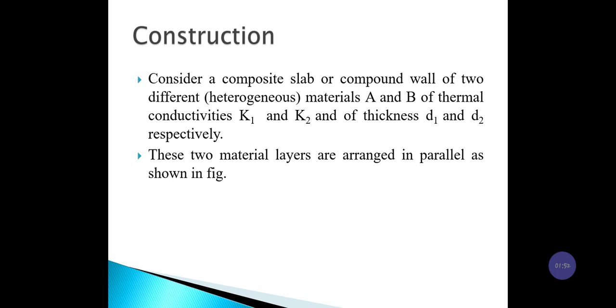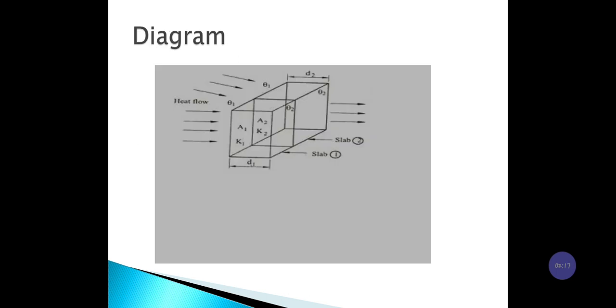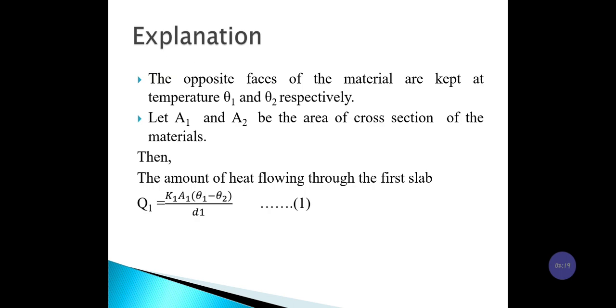I have already said, it consists of a composite slab or compound wall of two different materials A and B of thermal conductivity K1 and K2 and of thickness D1 and D2 respectively. These two materials are arranged in a parallel way as shown in the diagram. Now we can see the explanation part.